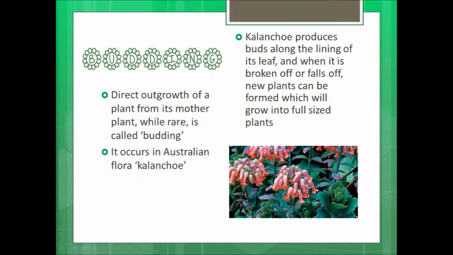Though rare, the outgrowth of an individual plant from the parent is called budding and occurs in the Australian plant Kalanchoe. The Kalanchoe produces buds along the lining of its leaf, which when broken off form new plants which will eventuate into full-size plants.